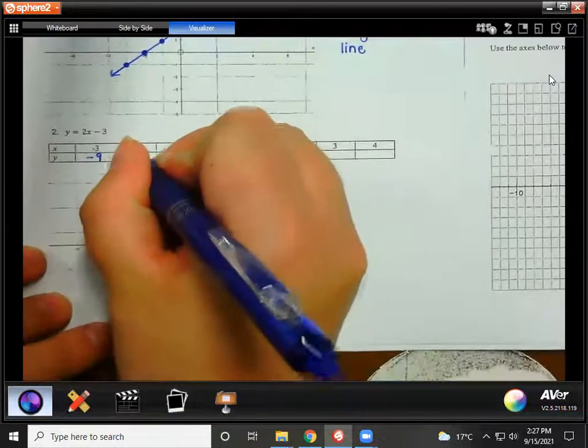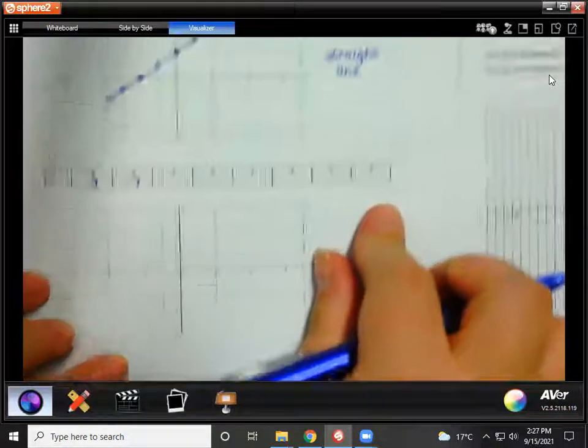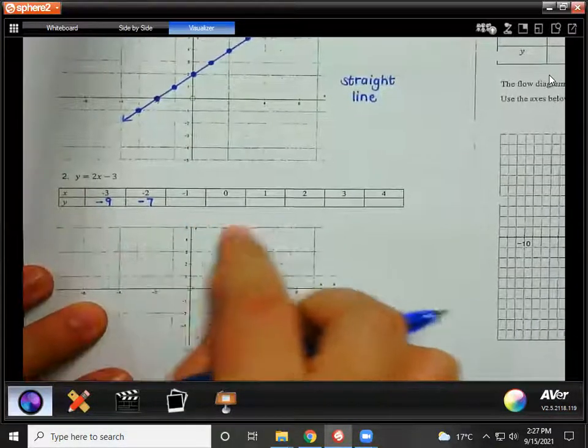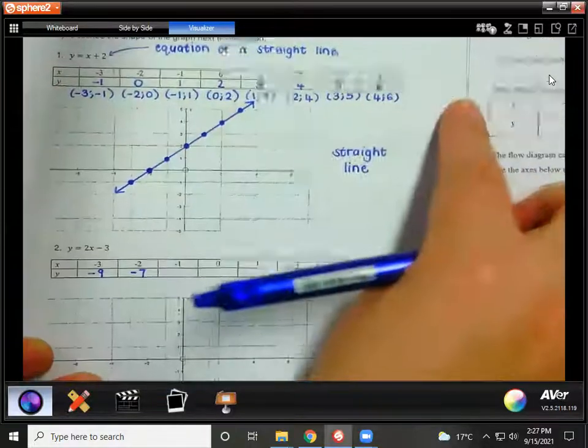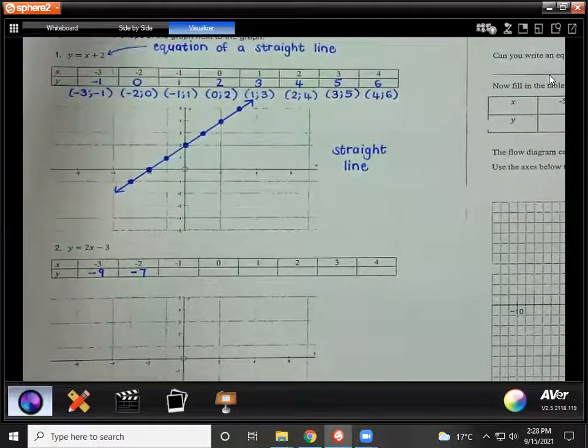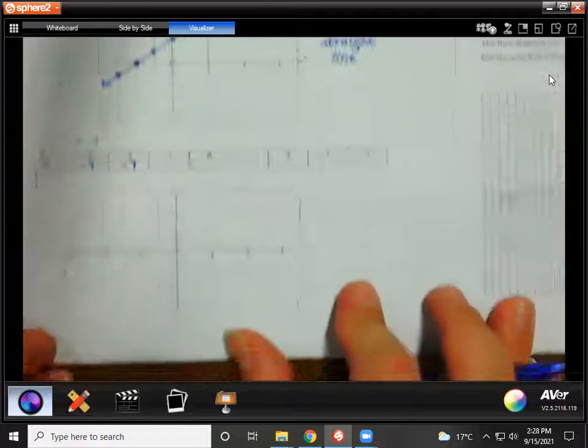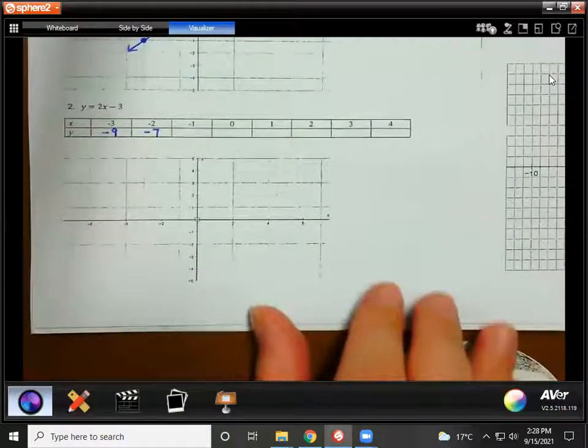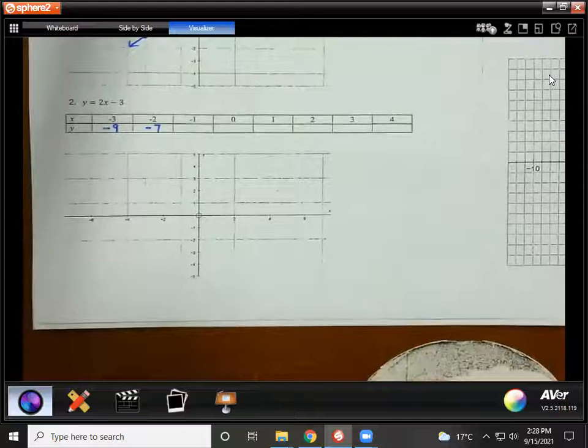I want you to fill in the rest of this table. Then you're going to write the coordinates underneath the table like we did here. Then you're going to plot all of those points and you're going to connect them. Okay, so you're doing exactly what we did for the first example. You're doing it on your own, please.